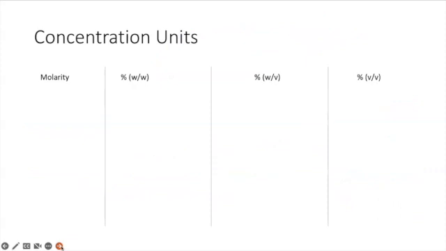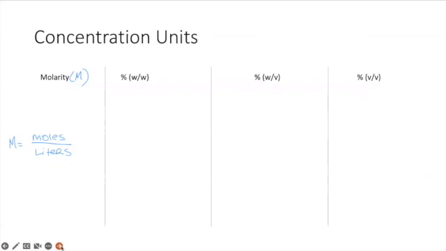So molarity has an abbreviated unit of big M, where big M is the moles over liters. So basically, whenever something is in molarity or big M, you're quantifying the number of moles over the number of liters.